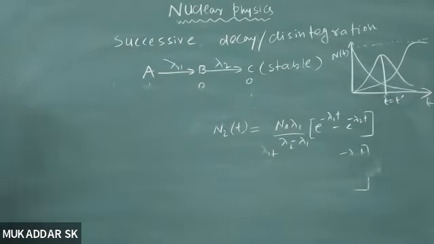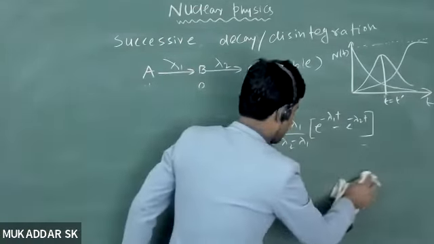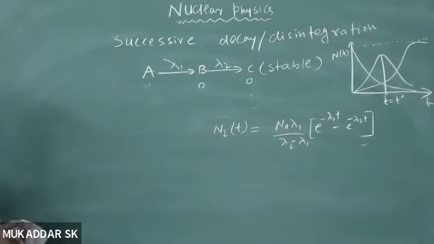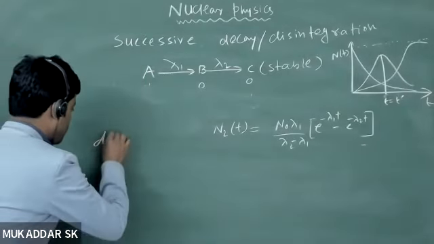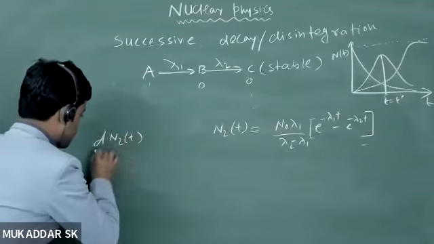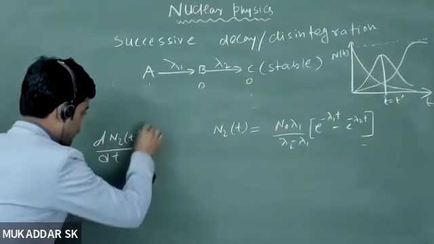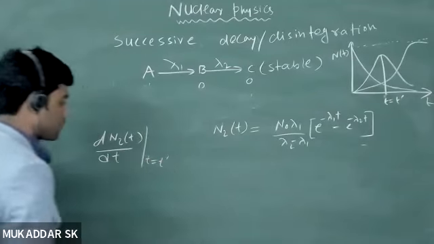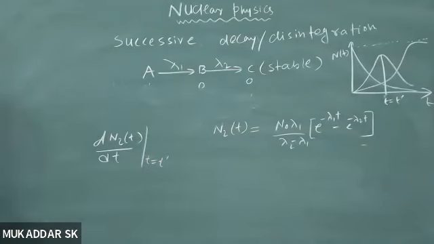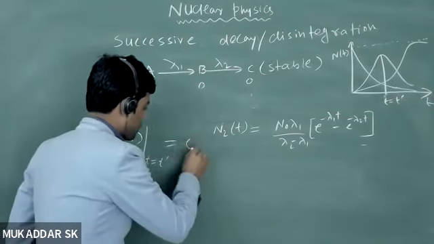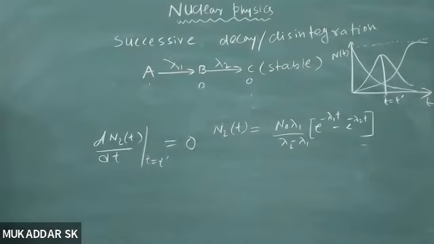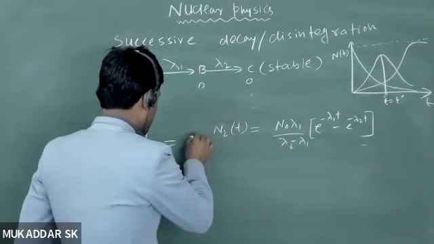If you have a function, how will you calculate the maxima or minima? You just have to differentiate with respect to the variable, right? Yes or no? Yes, sir. So what you have to do, you have to differentiate this N2(t) with respect to time, and substitute t equals t dash, because at t dash that population is maxima. So the differentiation of this function with respect to time at t dash will be 0, because you know at t dash that population is maximum. So obviously at this point the differentiation will be 0.